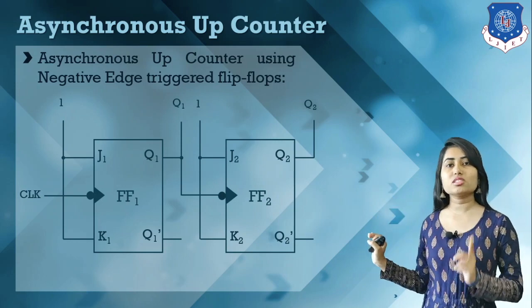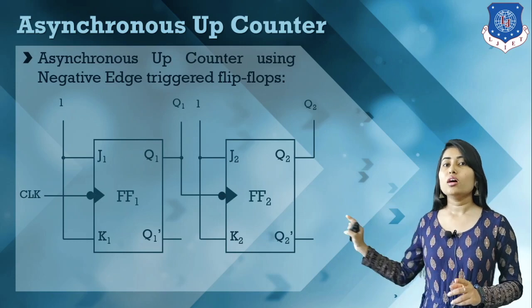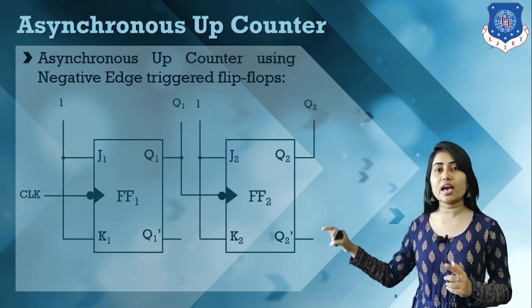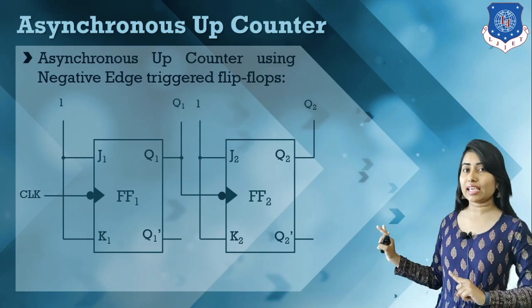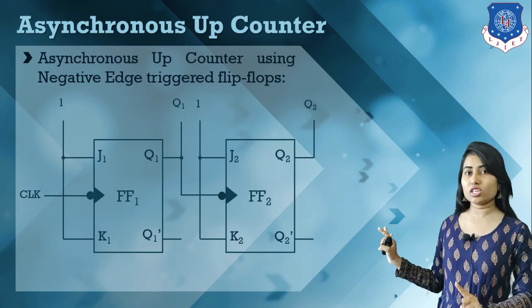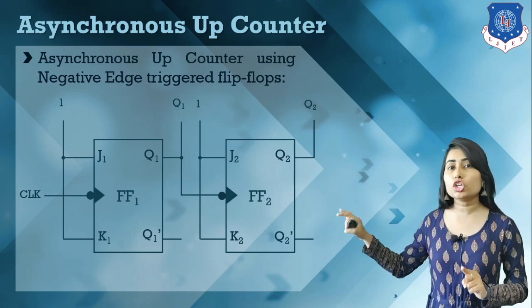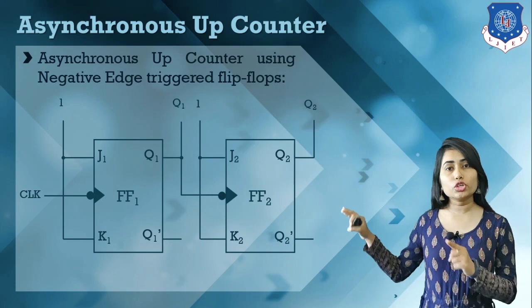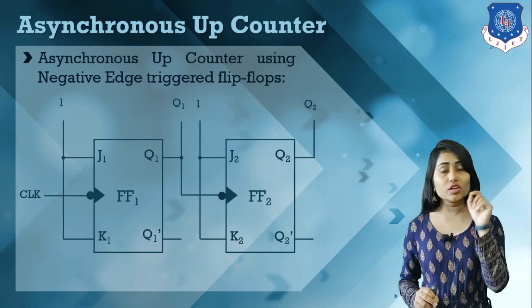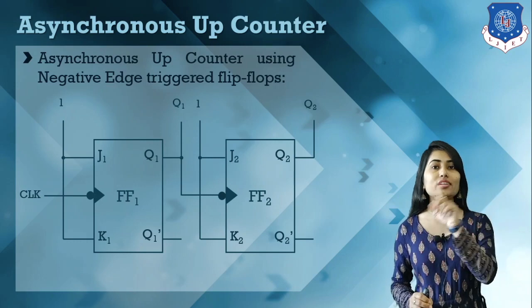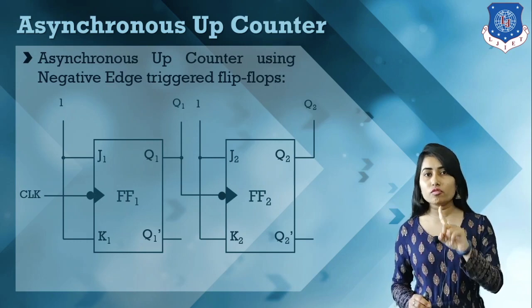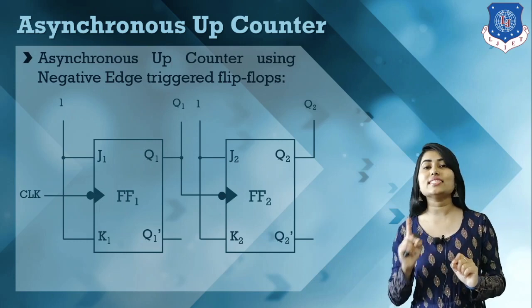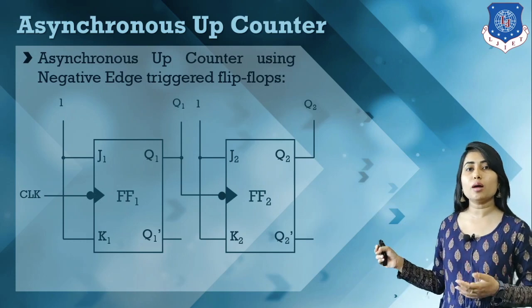Now remember, this is an asynchronous counter. So here we apply an external clock signal to the first flip-flop. In the second flip-flop, which is a negative edge trigger flip-flop, we connect Q1 as the clock. Remember, we connect the output to the clock, not directly to an input. In the input we have a 1. But output Q1 is applied as the clock in the second flip-flop.